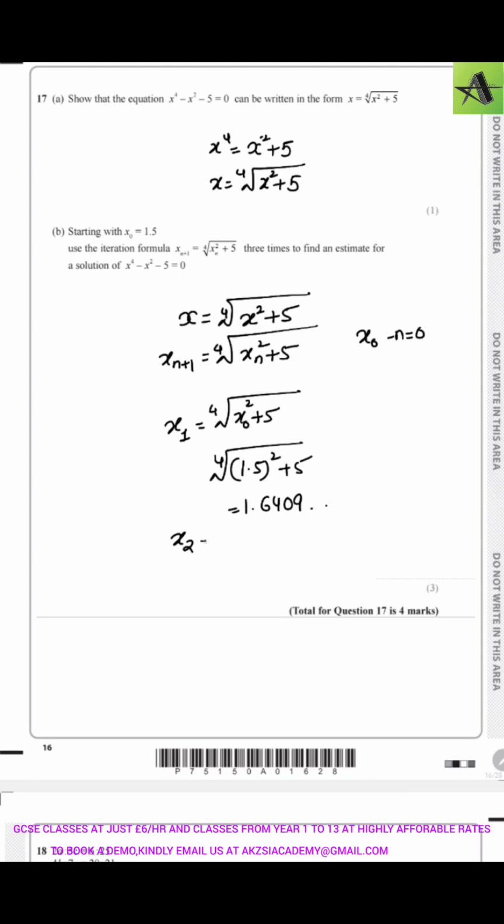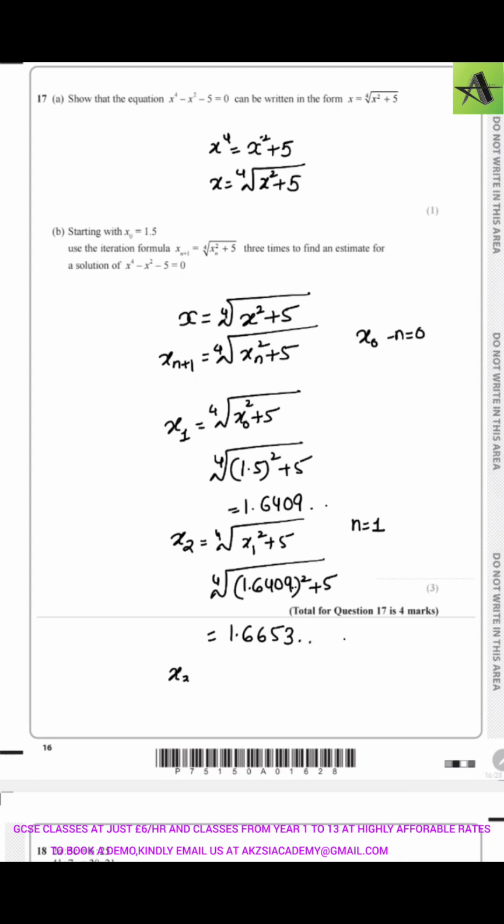For x2, this will be the 4th root of x1 whole squared plus 5, because in the same formula now I have substituted n as 1. So this will become x2 equals the 4th root of x1 squared plus 5. x1 we just calculated, which was 1.6409. This will give you the 4th root of 1.6409 whole squared plus 5, this whole value. Not just till 9. Whatever value your calculator is providing you, square it, add 5 and take the 4th root, which will give you 1.6653 and so on.